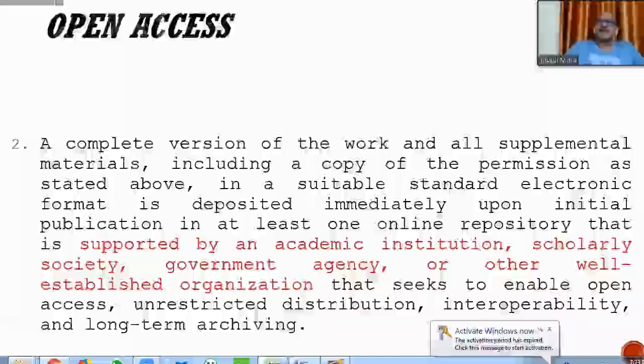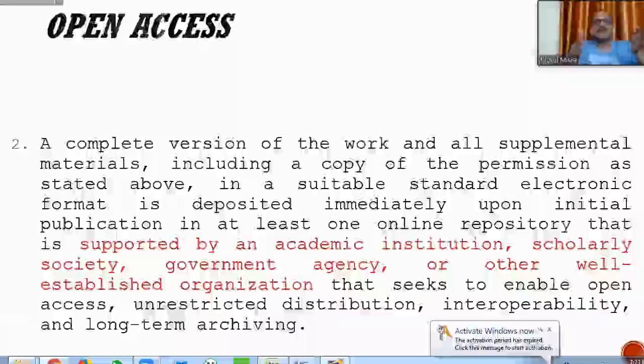It is supported by an academic institution, scholarly society, government agency, or other well-established organization. So these are the means: we will share this kind of research output and findings through academic institutions, scholarly societies, government agencies, or other established organizations. It is not like any website comes and starts taking research work of people and sharing it with others. The point here is that this sharing should be systematic, streamlined, and follow a certain process so that it can be controlled.